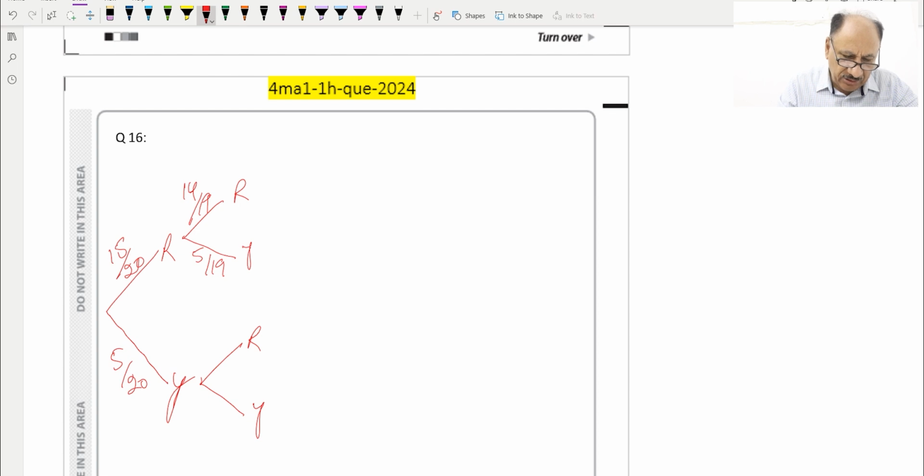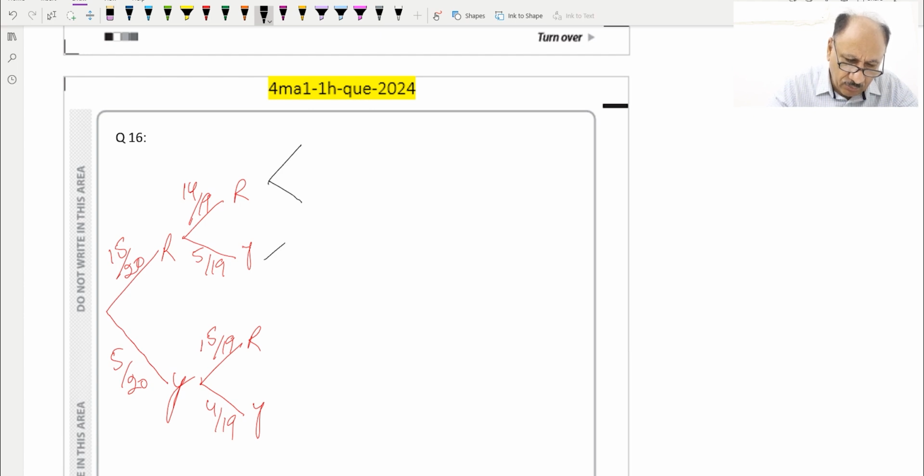And similarly for this one, red are still 15, so we write 15 over 19, and this will be yellow is already gone, so 4 out of 19. This is our second draw. Now we need to consider the third draw as well.